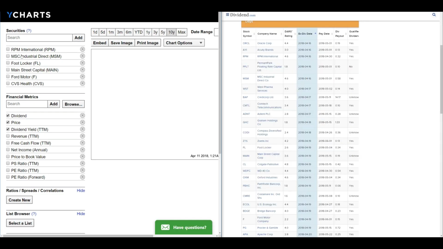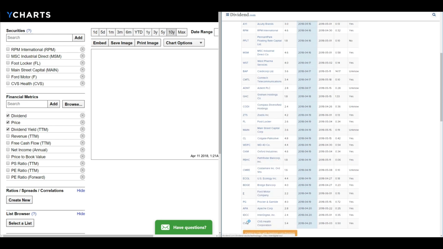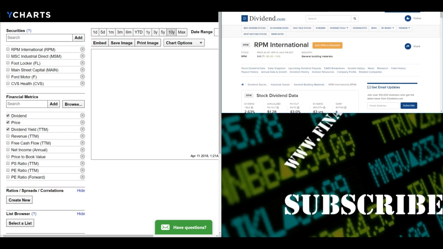So we've locked in, we have our 6 stocks there. Now we can go over to dividend.com and we can see how long these stocks have been paying out dividends. So RPM, MSM, Foot Locker here, Main Street Capital, Ford, and CVS. Now I'm going to go ahead and make that one big again here.